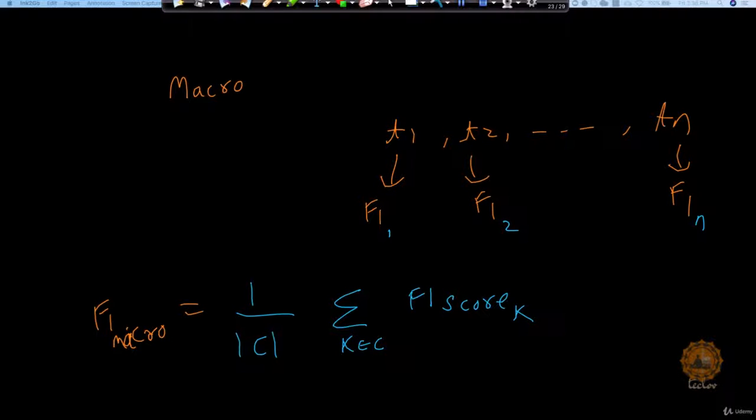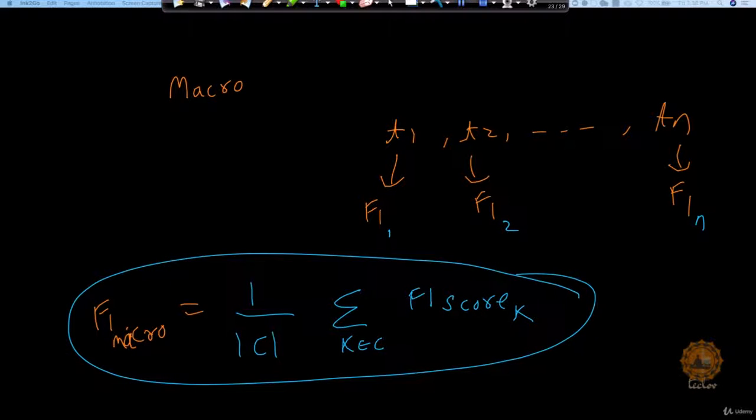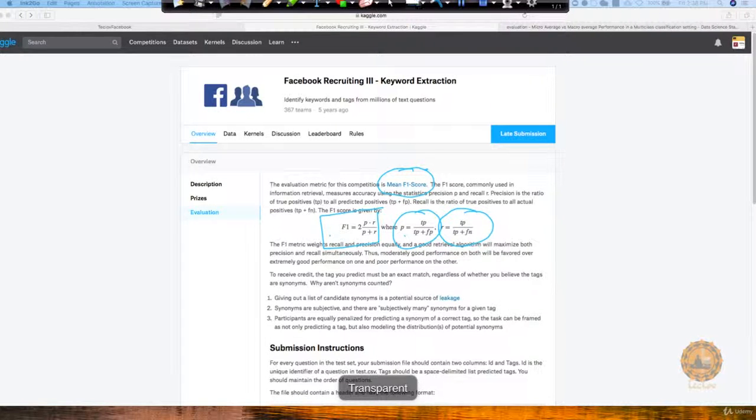Here in the macro setting, if you look closely, we are not considering the tags which occur less often, because this is just taking the F1 score. So we are not considering whether any tag is occurring more or less. The F1 score can still be high even if some tags have low precision and low recall, because other tags can cover for that. That's the reason macro is not preferred, and in this competition we are going to go with micro.